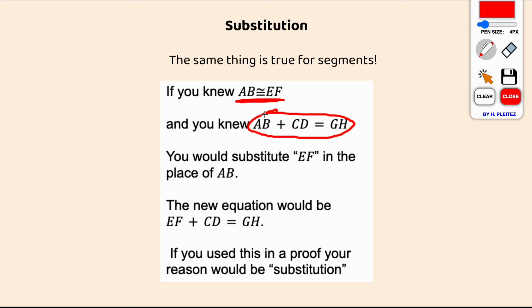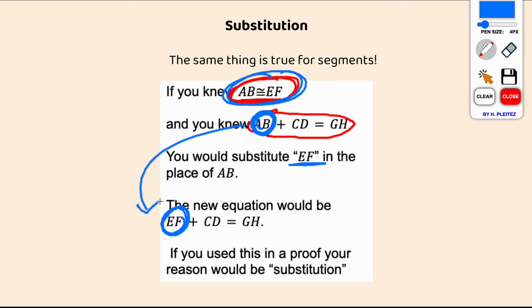Now we know that AB is congruent to EF, right? So what's standing out to me here, and I'll circle this in blue, is that I have this AB here, but I know that AB is congruent to EF, so we can substitute that EF in. So instead of writing AB plus CD equals GH, I can write EF plus CD equals GH. And if we use this in a proof, like if we wanted to get from this equation to this equation, our reason would just be substitution, because that's exactly what we did. We just substituted in EF for AB.